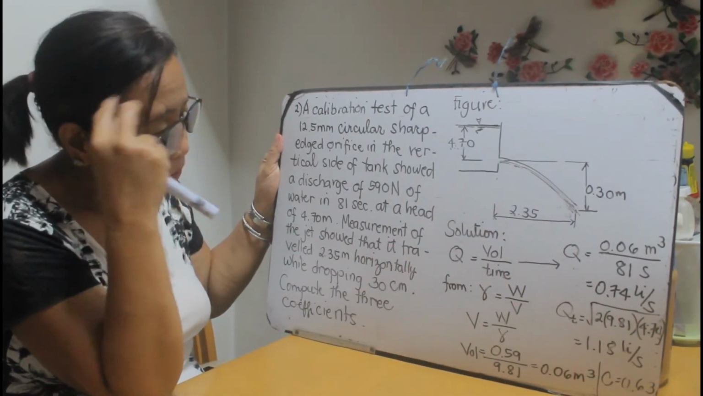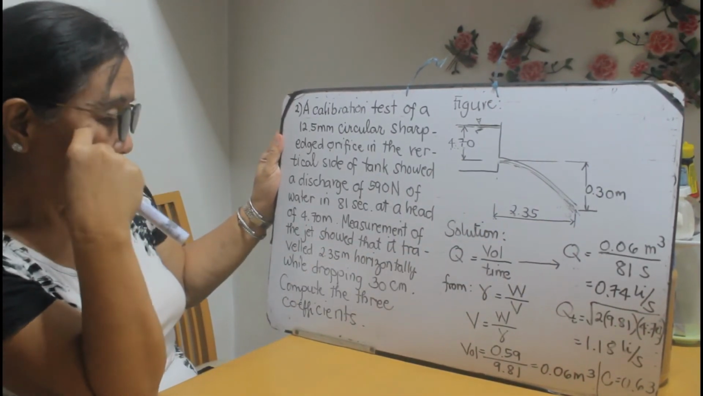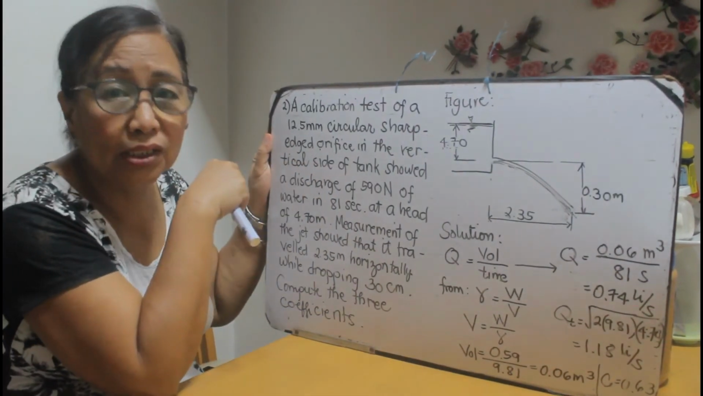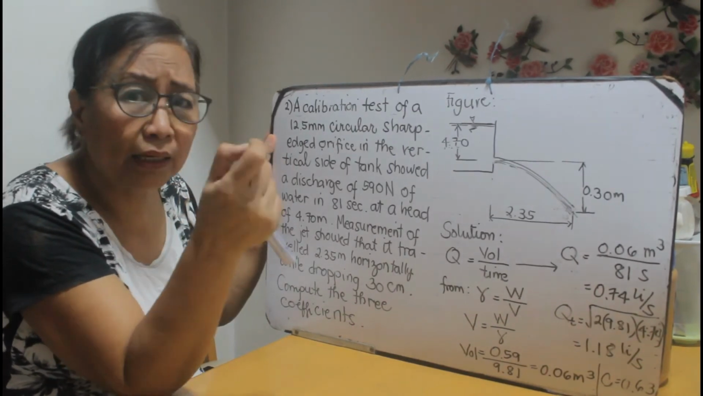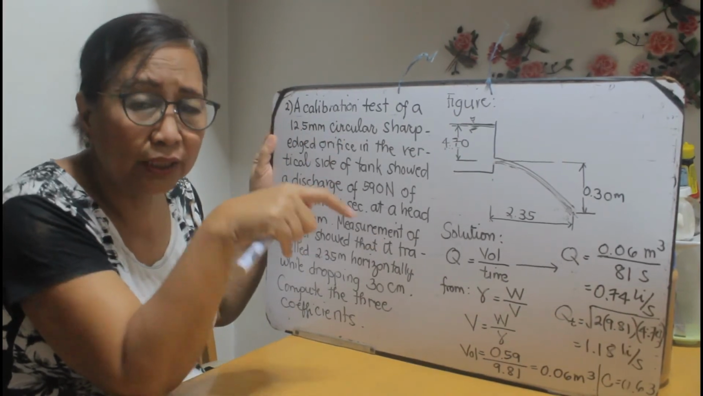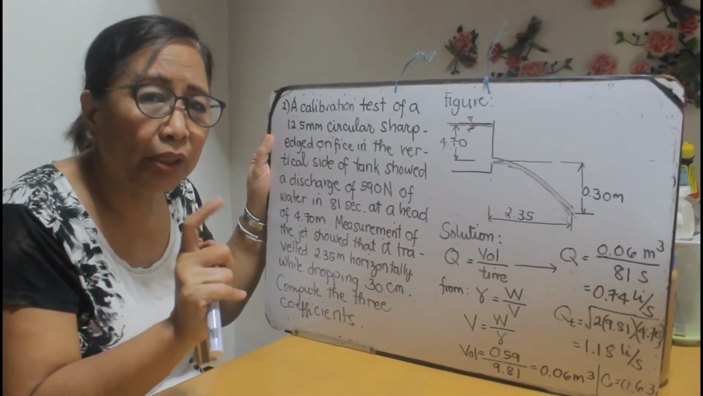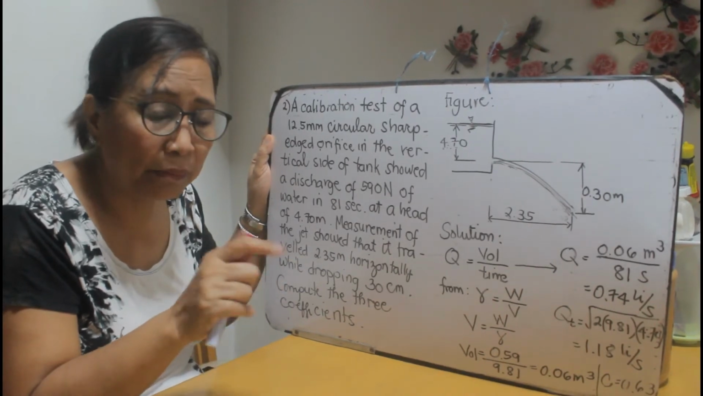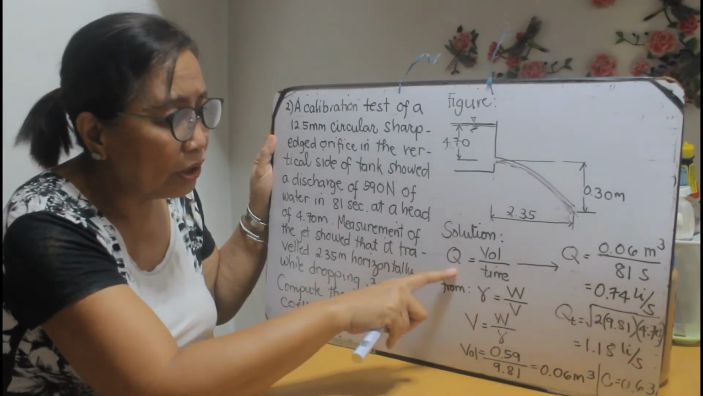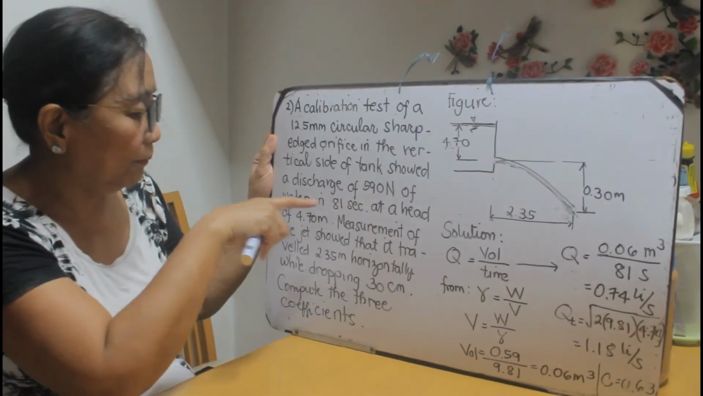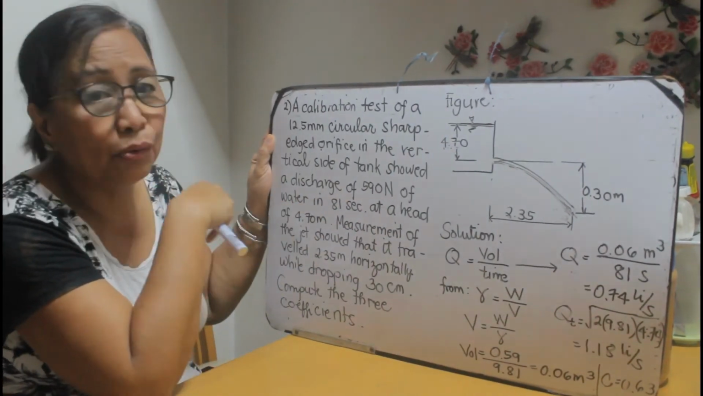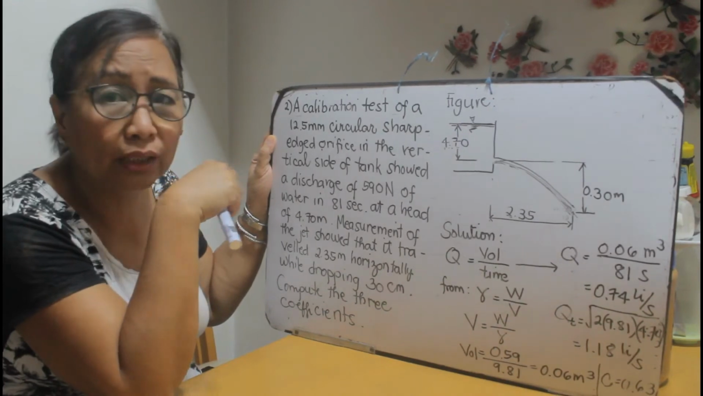Okay. So, solving for the first coefficient, ang binigay kasi dito is the actual discharge. Kasi if you remember, ang sabi ko, all the quantities that are actually measured and actually weighed, tinimbang ng actual, these are actual quantities. So, the actual discharge through the orifice is weighed. Tinimbang siya, 590 newtons sa loob ng 81 seconds. So, this is the actual Q, the actual discharge.